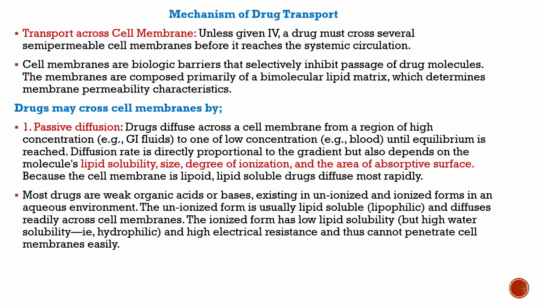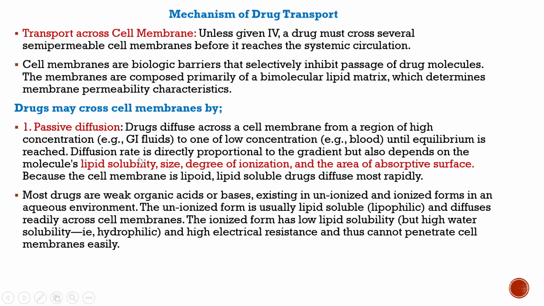So the first thing is it goes through the small intestine, the gastrointestinal tract, and by then it is more concentrated there. So by virtue of this passive diffusion, from that higher concentration, it will diffuse into a low concentration site, for example the bloodstream, until equilibrium is reached.